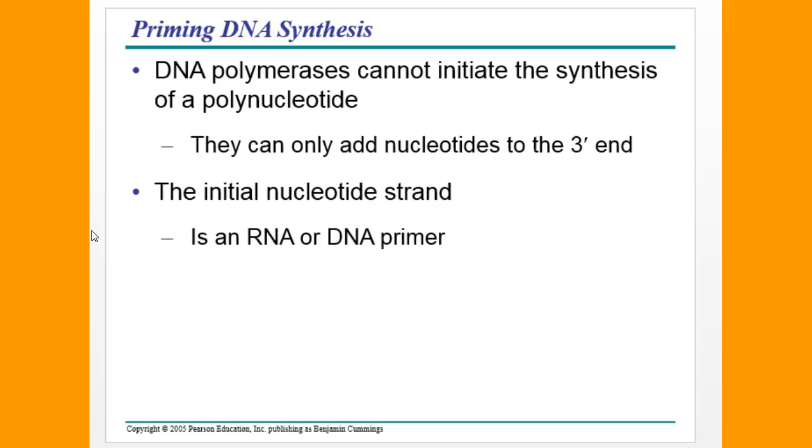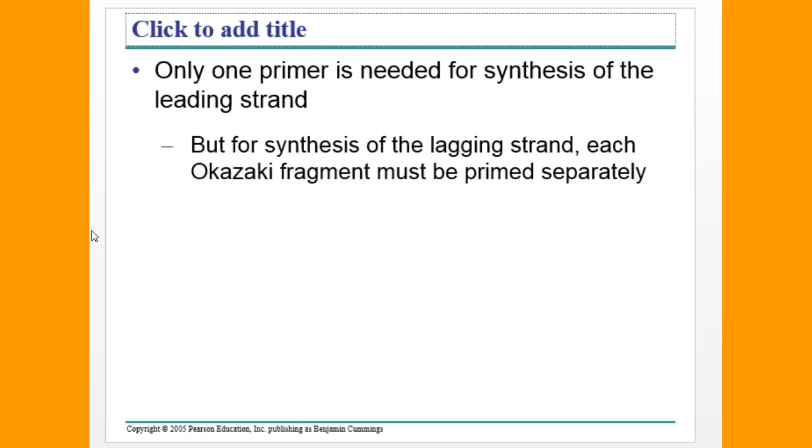Priming DNA synthesis. DNA polymerase cannot initiate the synthesis of a polynucleotide, it can only add nucleotides to the 3' end. The initial nucleotide strand is an RNA or DNA primer. Only one primer is needed for synthesis of the leading strand, but for synthesis of the lagging strand, each Okazaki fragment must be primed separately.